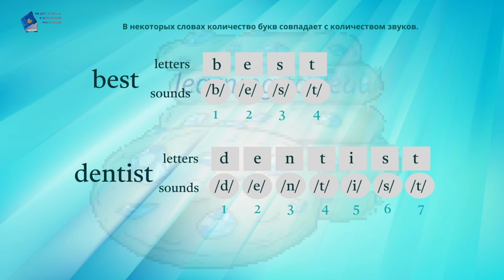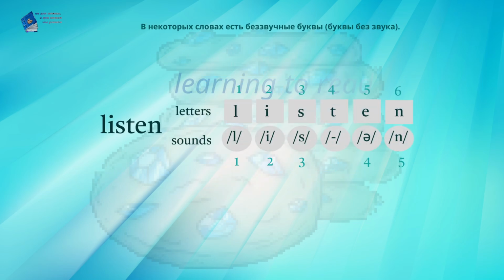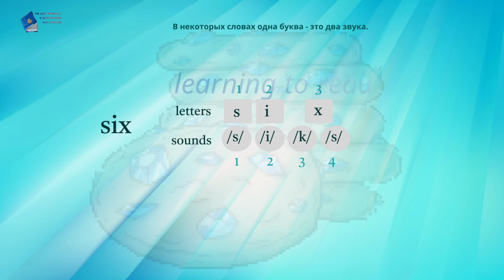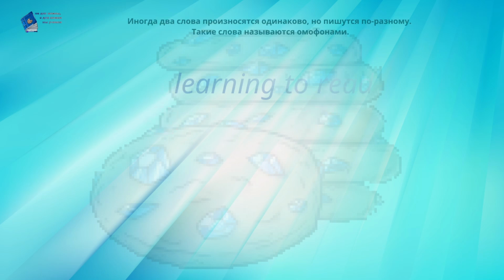In some words, the number of letters is the same as the number of sounds. But sometimes the number of sounds is different from the number of letters. In some words there are silent letters, letters with no sound. In some words, one letter is 2 sounds. We sometimes write the same sound differently in different words. Sometimes 2 words have the same pronunciation but different spellings.